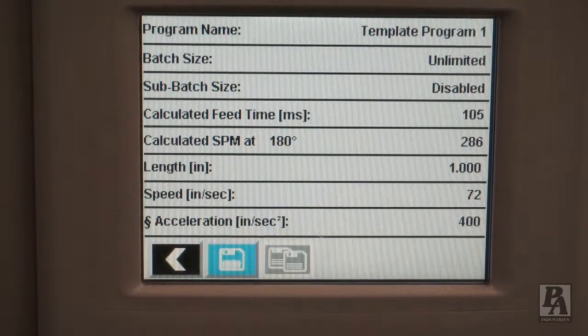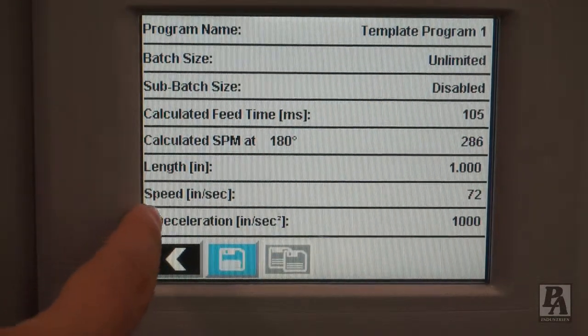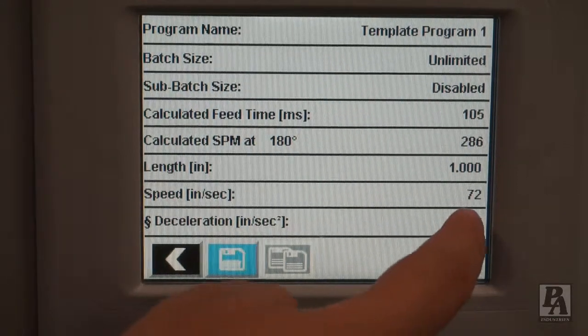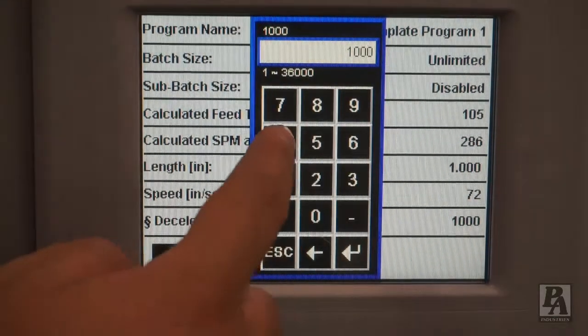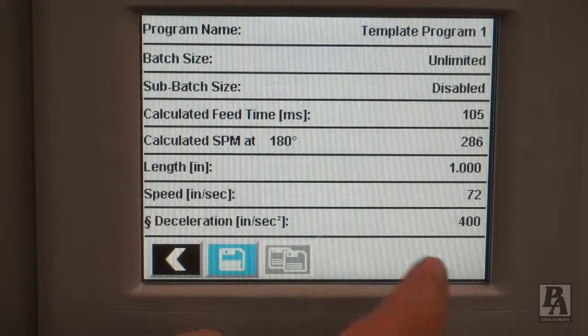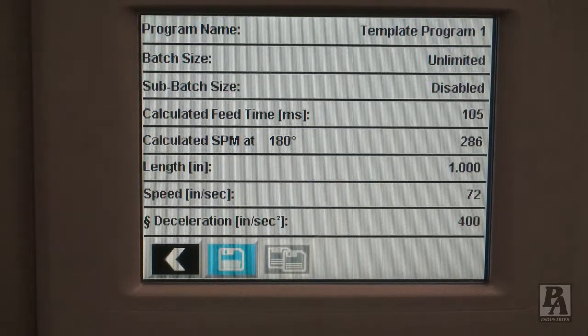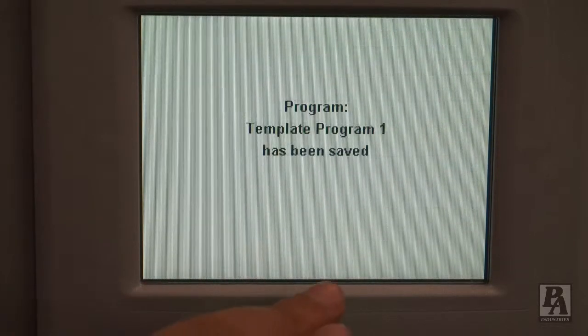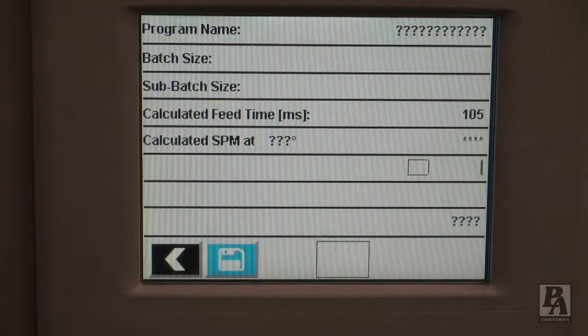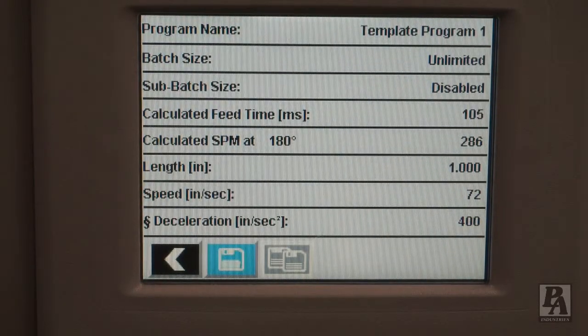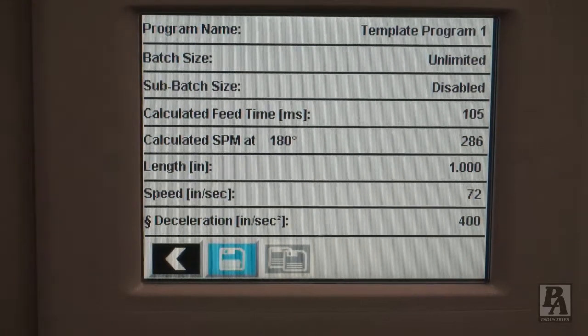Good values for an average operation are 400 inches per second squared or 10 meters per second squared for metric units. However, some units built for higher strokes per minute operations require a higher acceleration to keep up with the press. Most likely, this will not be the issue, but it is the easiest possible cause to check.